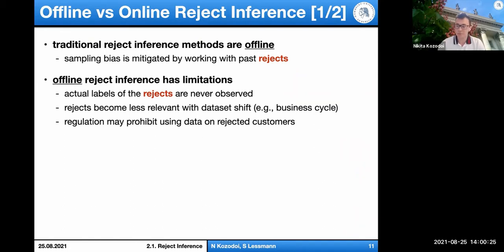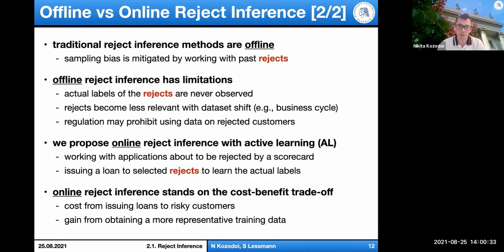So trying to some extent mitigate these limitations and to look at this problem from a different angle, we are focusing on what I will refer to here as online reject inference with active learning. So instead of working with the previous rejects, we will actually be working with the applications that are about to be rejected by a scorecard. So a customer comes in, our scorecard predicts that the customer is high risk, so they shouldn't get a loan. But instead of rejecting them immediately, we will also try to actually assign the loan, to issue the loan to some of these customers who are about to be rejected, to learn the actual labels of such cases.